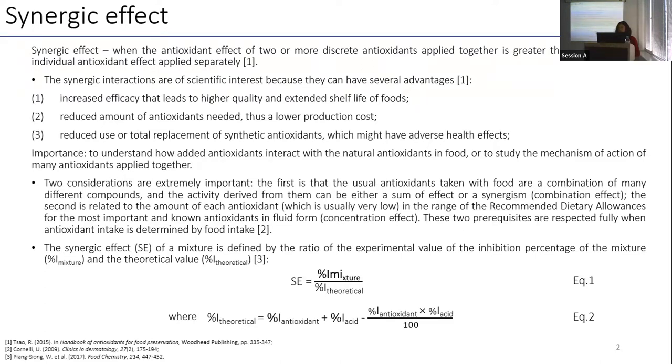The synergic effect is calculated by dividing the experimental value of the inhibition percentage of the mixture by the theoretical value, as you can see in equation one. Here it is important to mention that if the result of equation one is less than one, then there is an anti-synergic effect. If it's equal to one, then there is an additive effect, and if it's higher than one, then there is a synergic effect. So the studies demonstrated that the tendency to increase vitamin intake with supplements may have a negative effect on human health, as a high concentration of vitamins could generate a pro-oxidant effect. So in this regard, many studies are concentrated on establishing the synergic antioxidant effect by using natural compounds at their concentration found in food, like fruits, vegetables, herbs.